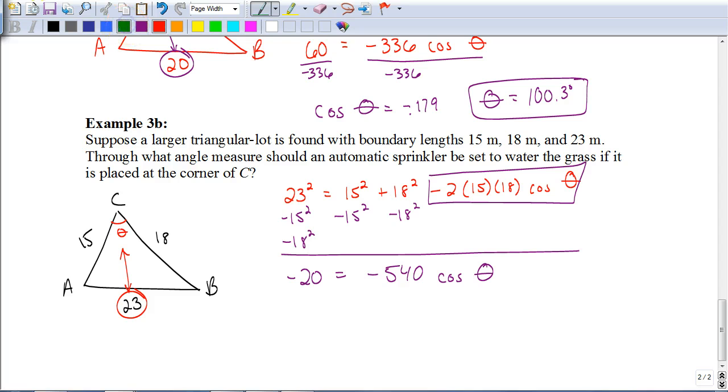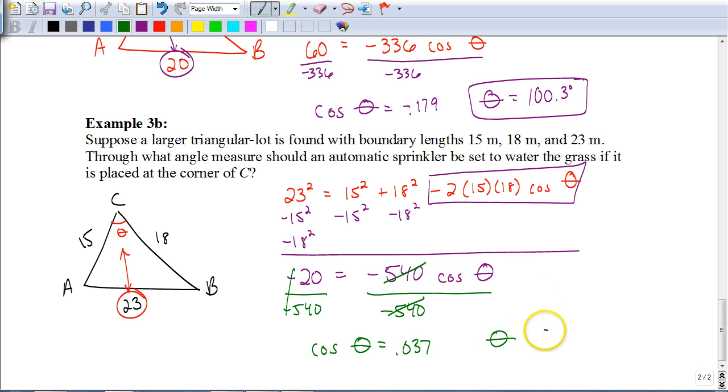Divide both sides by negative 540. And when you do that, negative 20 divided by negative 540 is going to be positive, and you end up getting 0.037 as your answer. Take the inverse cosine of that to find your angle, and what you should have gotten is about 88 degrees, or 87.9 degrees if you rounded it to the nearest tenth.